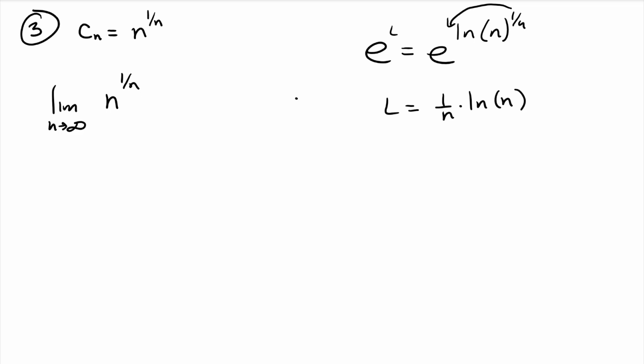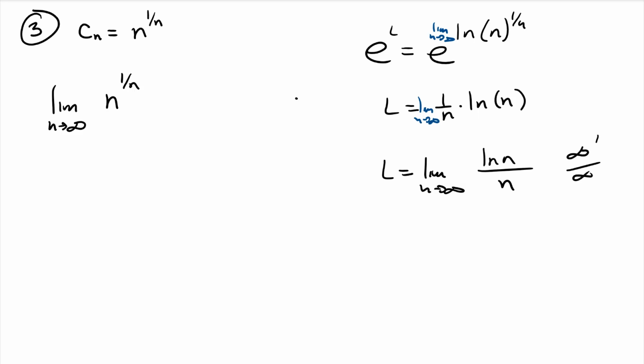Oh, I keep forgetting to write that in there. I'm so sorry. It's the limit as n goes to infinity. Oh, there we go. So now let's find what we have. Well, we have our ln of n up top, and then we have the 1 over n.